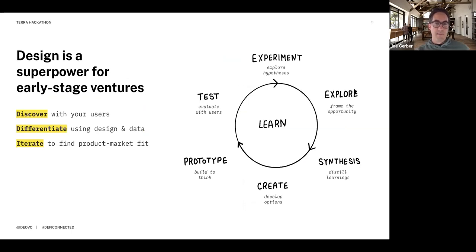So you've probably seen something like this, but you want to create hypotheses, build experiments, explore, learn from the research that you've done, synthesize that down into new hypotheses, prototype options, and then test, so that you build this loop of discovering, differentiating, and iterating to get to really high quality design.